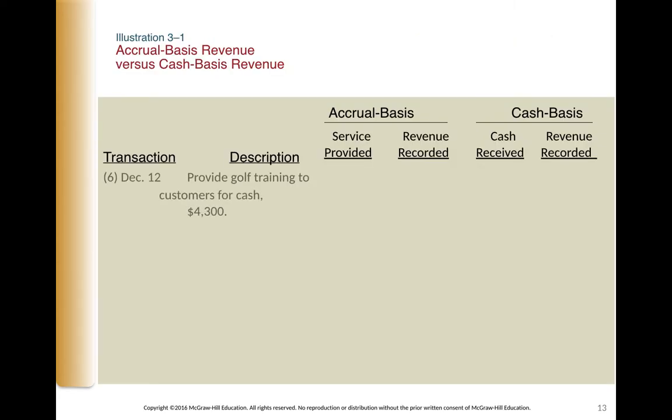So we'll look at some examples. We provide golf training to customers for cash to the tune of $4,300. So the service is provided and the revenue is recorded in the same period for both accrual and cash basis. They pay us and we provide the service in the same period, so we recognize the revenue.